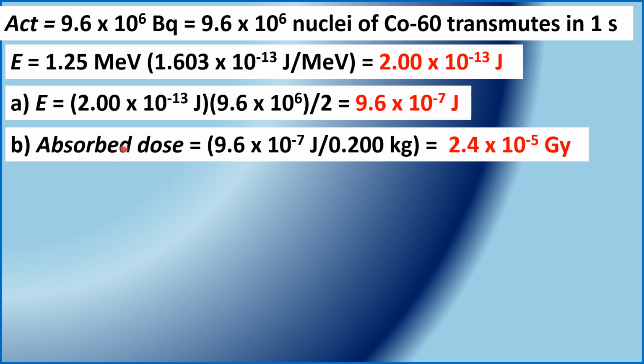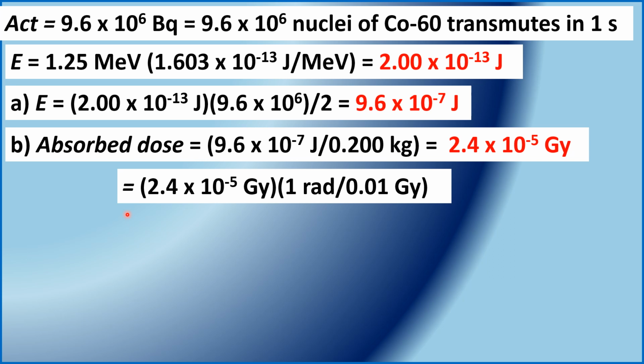So we say that the absorbed dose, which is the amount of energy per unit mass, and since the mass of the tumor is 0.200 kilogram, that energy, 9.6 raised to the negative 7 joules, is divided by 0.200 kilogram, and we get as the absorbed dose equal to 2.4 raised to the negative 5 gray. All right, that's the answer to question letter B.